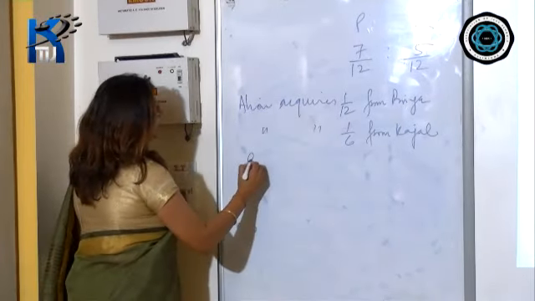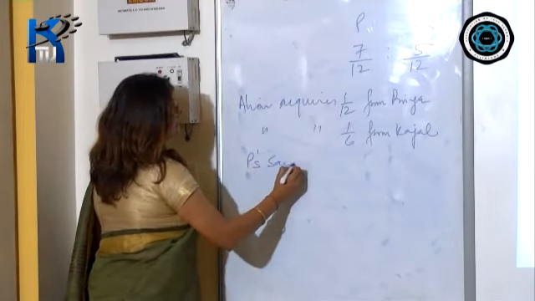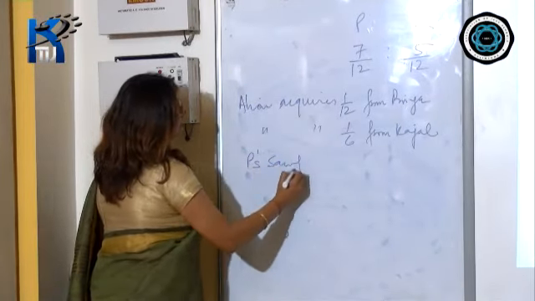So Priya's sacrifice is 1/12. So 7/12 minus 1/12 will make it 6/12. So this is Priya's new share. About Kajal, she sacrifices 1/6. So 5/12 minus 1/6. If we calculate, with 12 as the denominator, 5 minus 2 makes it 3/12. So this is Kajal's new share.